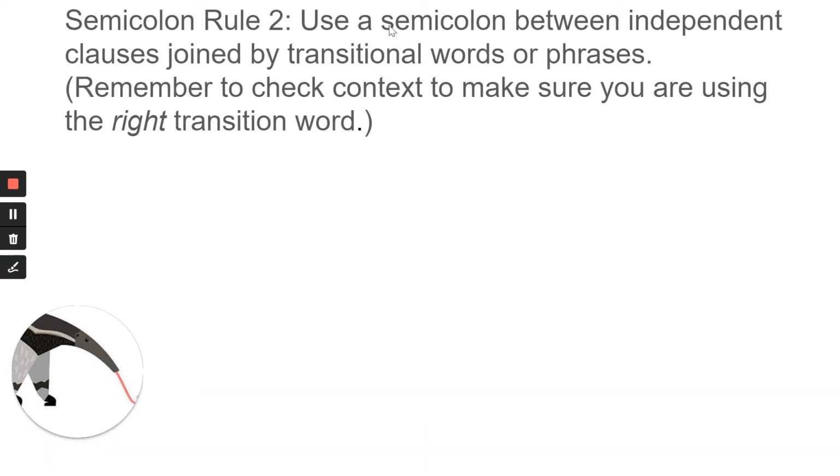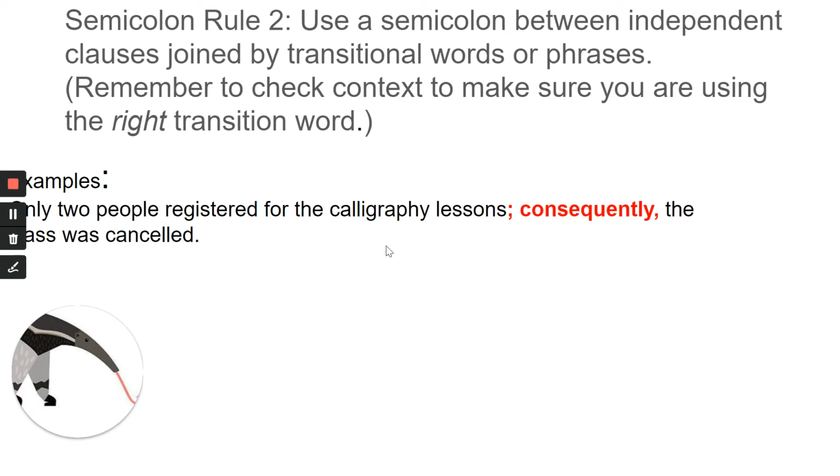Rule number 2: use it between independent clauses joined by transitional words or phrases. Well, this is a common error for sure. For example, only 2 people registered for the calligraphy lessons; consequently, the class was canceled. So when you have words like consequently, however, furthermore, you use a semicolon and a comma.